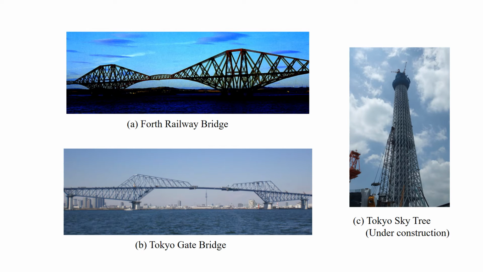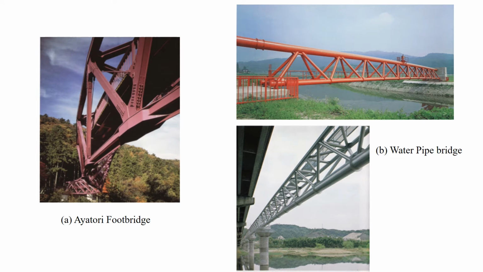These are some interesting truss structures. A is the 4th Railway Bridge, B the Tokyo Gate Bridge, and C Tokyo Skytree under construction. These are interesting small truss bridges. A is a footbridge which has a curved shape. B shows the water pipe bridge, which consists of three-dimensional truss planes.